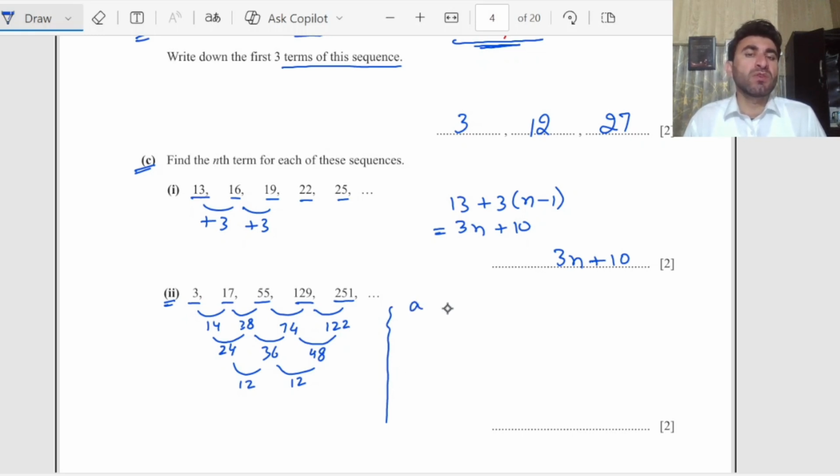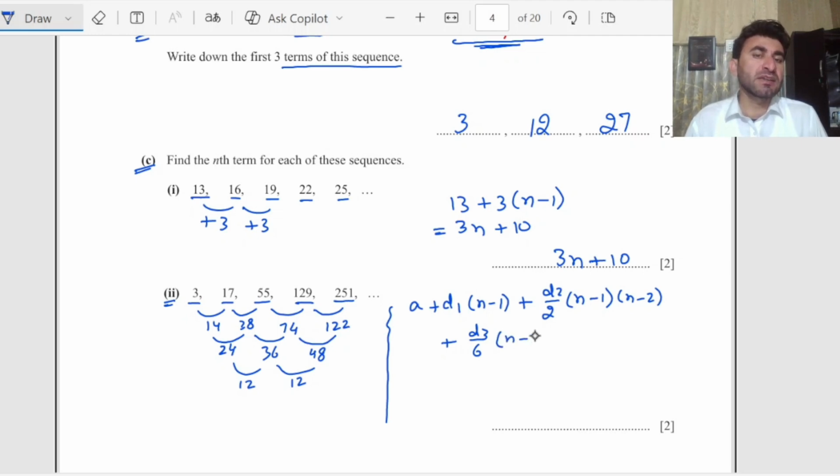In order to find the nth term of a cubic sequence, I prefer using the formula a plus d1 times n minus 1 plus d2 divided by 2 times n minus 1 into n minus 2, and the main part, d3 divided by 6 multiplied by n minus 1 into n minus 2 into n minus 3. We can also find the nth term of this sequence by investigation.